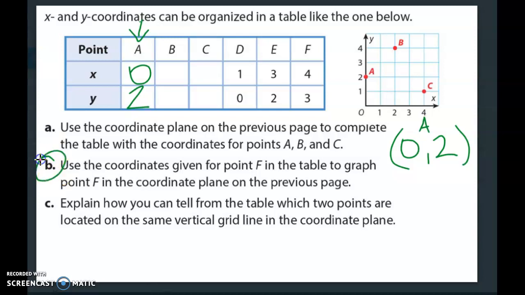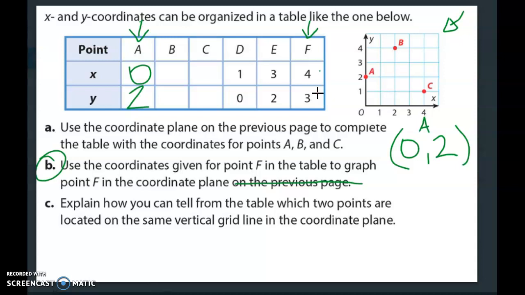Part B over here is asking you to use the coordinates for F and place F on the coordinate plane, okay? Ignore the part where it says from the previous page because I put the grid for you here. So it wants you to go 4 to the right on your x-axis, and it wants you to go up 3. 4, 3 is the ordered pair here. So you're going to do that on your next slide, and you're going to put the point. And notice how you put the letter next to your point, okay?